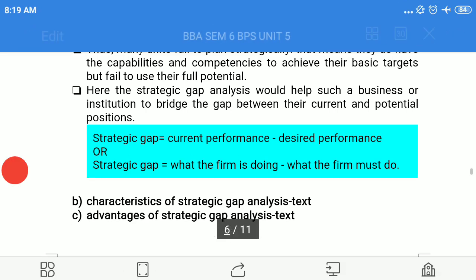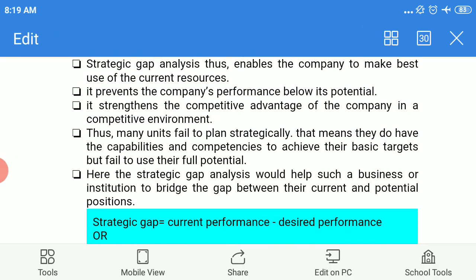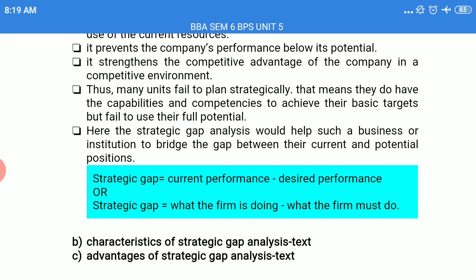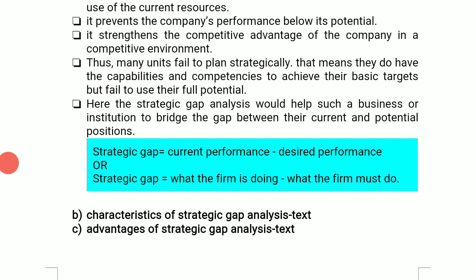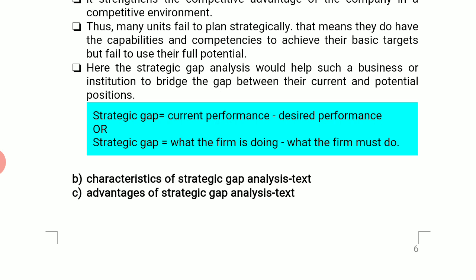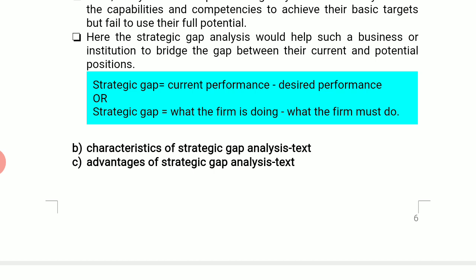Thus many units fail to plan strategically. That means they do not have the capabilities and competencies to achieve their basic targets, and fail to use their full potentials also. So here the strategic gap analysis would help such a business or institution to bridge the gap, that is the gap between the current and the potential positions. So what we can remember here with the help of a formula is, strategic gap is equal to current performance minus the desired performance. Or we can also say that strategic gap is equal to what the firm is doing less what the firm must do. This is what is about the strategic gap.